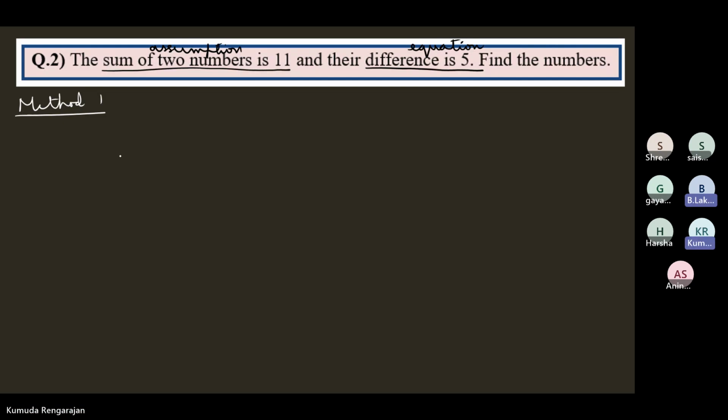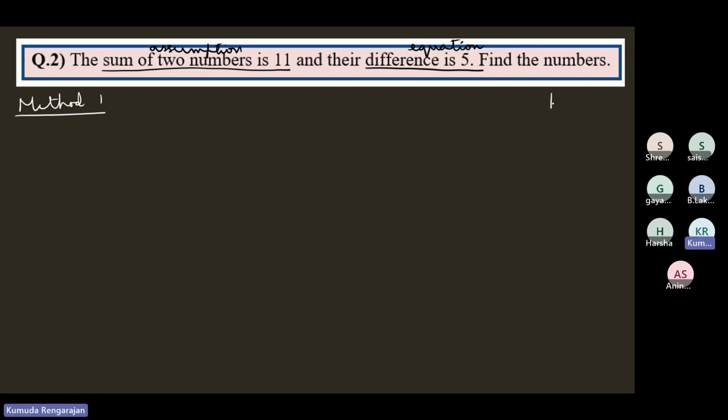Then let one number be what? X. Okay. Then what's the other number? 11 minus X. Very good. Yes, you're right, Lakshana. Thank you. Let one number be X. Then the other number will be 11 minus X.